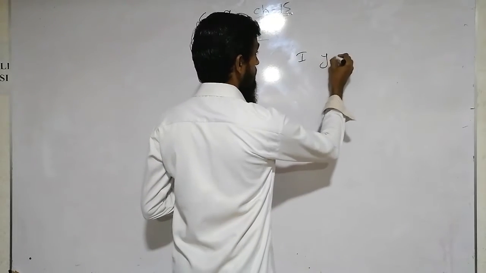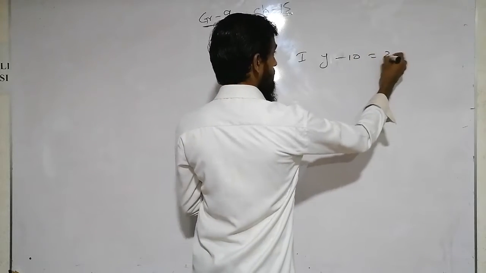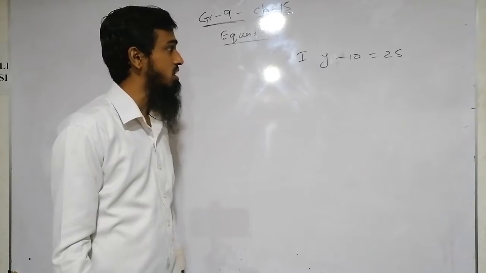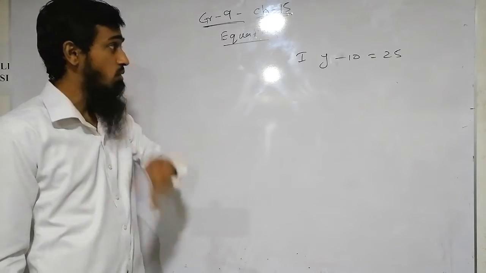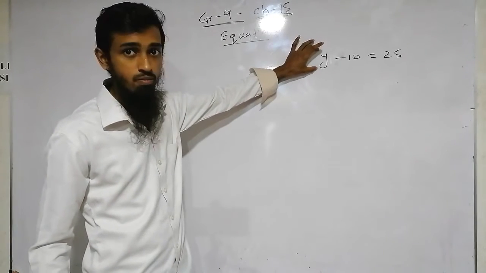So y minus 10 equal 25. Simplify the equation. y minus 10 equal 25. Simplify this equation. So what do we want to do? We have to find the value of y.